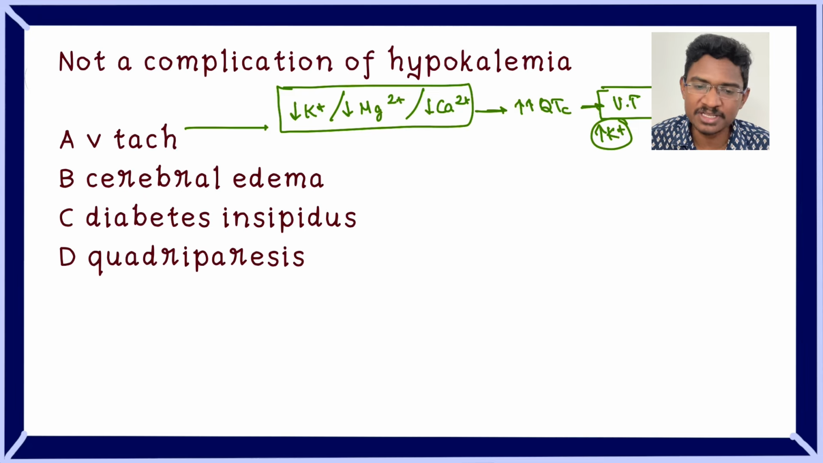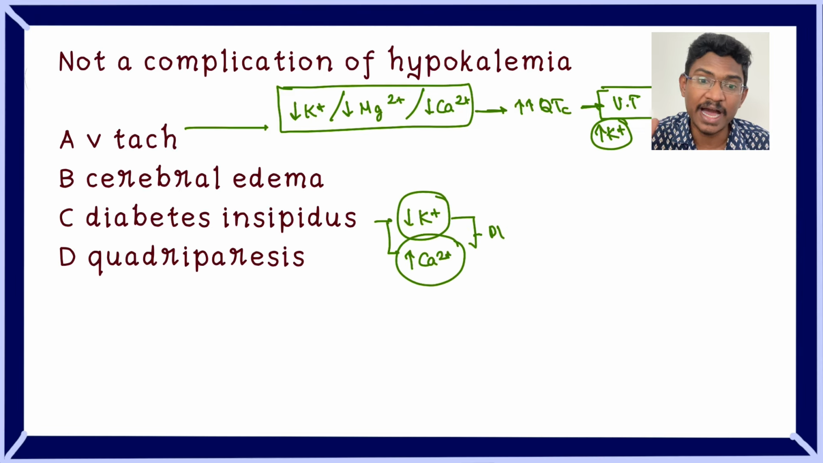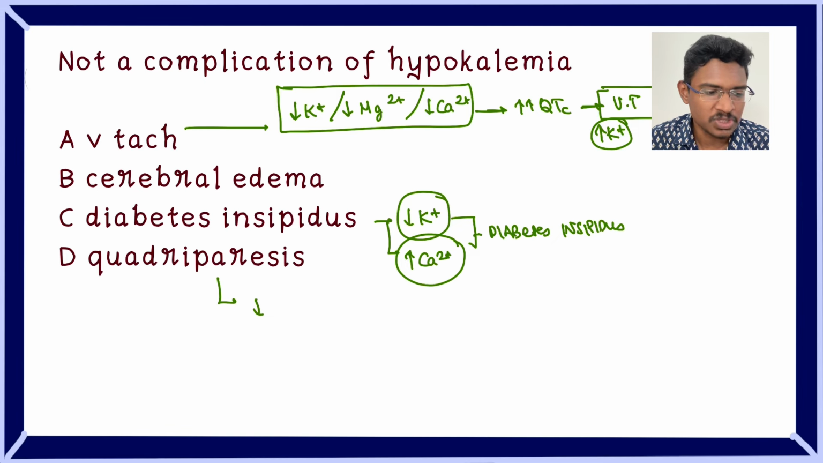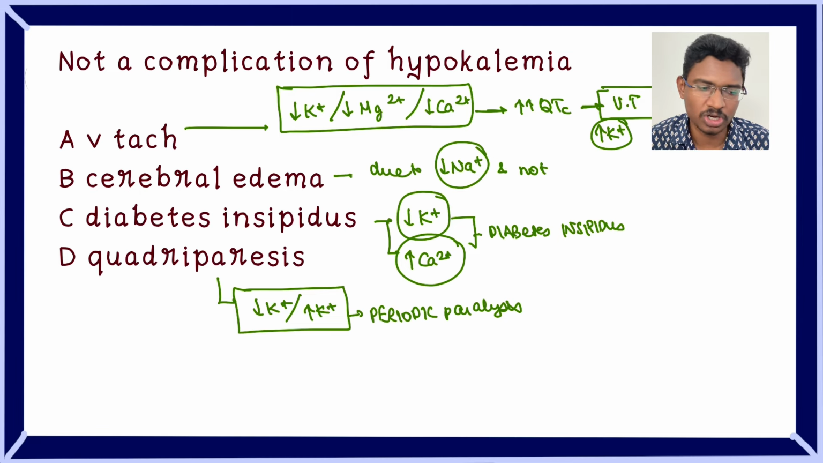Next is diabetes insipidus. Two electrolyte abnormalities should be remembered: one is hypokalemia and the other is hypercalcemia. You would know that hypercalcemia causes polyuria. Why? Because the hypercalcemia destroys the aquaporins present in the distal collecting duct for water absorption. So these two cause nephrogenic diabetes insipidus. Next is quadriparesis. There is a condition called hypokalemic periodic paralysis, as well as hyperkalemic periodic paralysis. Both can result in quadriparesis periodically. When potassium is corrected, the patient's tone will return to normal. So the one that is not a complication is cerebral edema.